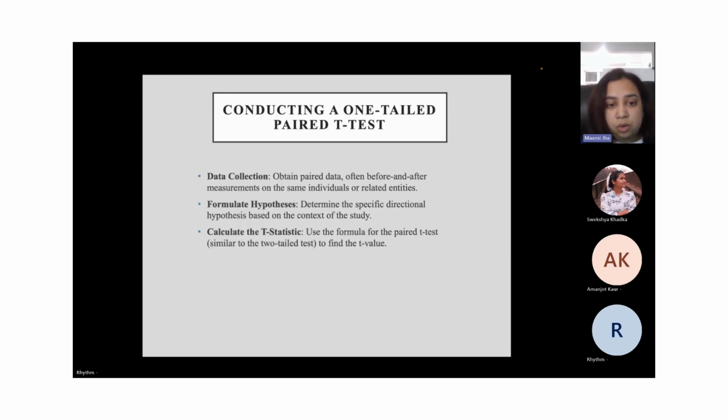Okay, so now hopping on to conducting a one-tailed paired test. Data collection: obtain paired data, often before and after measurements on the same individuals or related entities. Formulate hypothesis: determine the specific directional hypothesis based on the context of the study. Calculate the t statistic: use the formula for the paired t-test to find the t value.